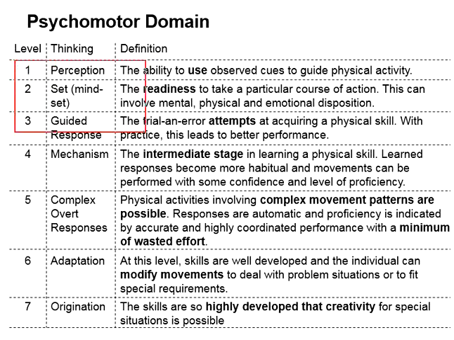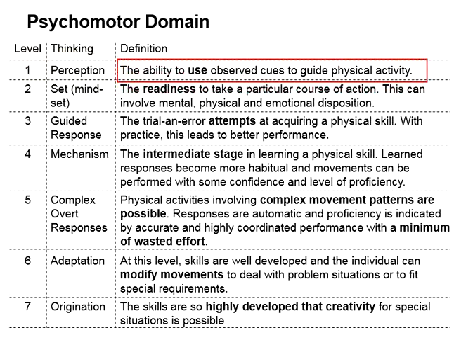Let us look into the definitions one by one. Level 1 is the perception. It is the ability to use observed cues to guide physical activities. To make it simple, if a student has the ability to detect, describe, or distinguish the physical activities, this will be considered under the perception, that the students notice the relevant activities.